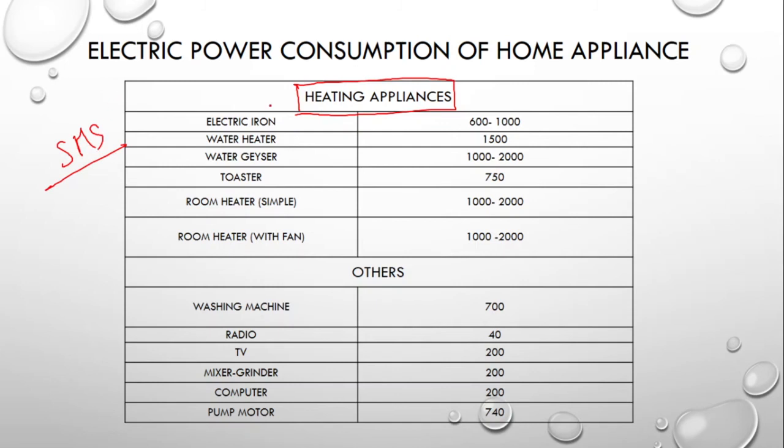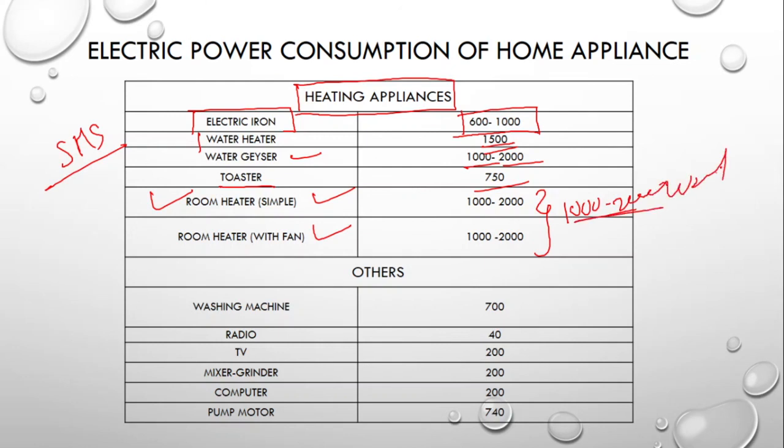Some of the heating appliances: an electrical iron consumes power from 600 to 1000 watt. A water heater consumes near about 1500 watt. A water geyser consumes 1000 to 2000 watt in a particular range, depending upon the capacity of the heating and the volume of water being heated. A toaster consumes 750 watt. A room heater, simple or with a fan, consumes in the range of 1000 to 2000 watt.